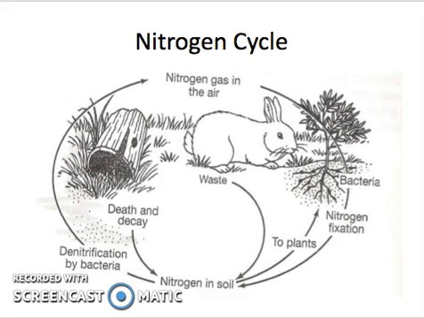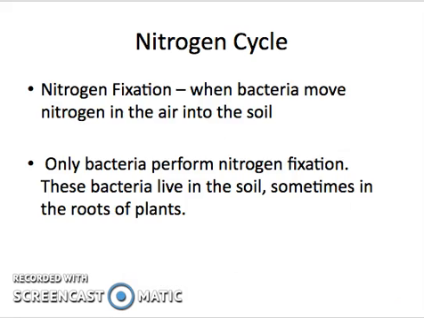What nitrogen fixation is when bacteria move nitrogen that's in the air into the soil. This is the only way that we can get nitrogen from the air back into the soil. And this is really important because the nitrogen in the soil is used by plants to make proteins and all sorts of things that they need in order to survive. Only bacteria can do this. So bacteria are really important to the nitrogen cycle.